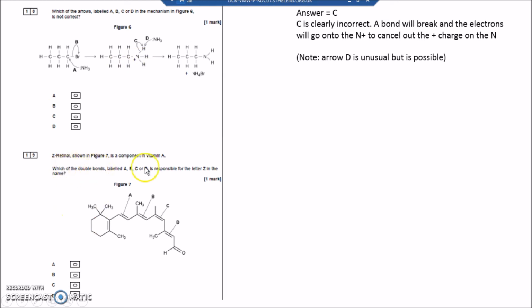Next one, how do you work out whether something is Z? So Z is on the same side. What's on the same side? What you do is you look at this carbon-to-carbon double bond and you trace it back. If there's nothing here, there's an H. So if it's a skeletal formula and it's got 1, 2, 3 bonds, its 4th bond here is an H. So there's an H there and an H there.